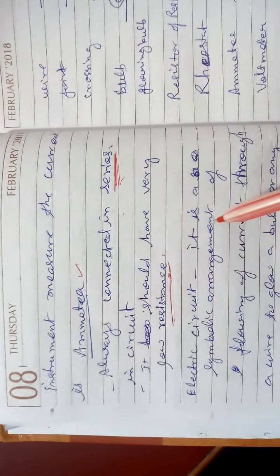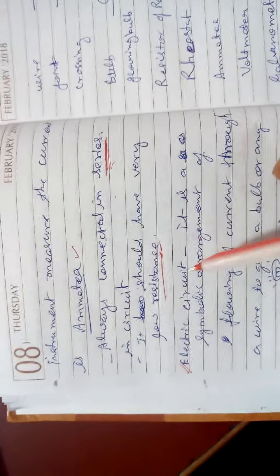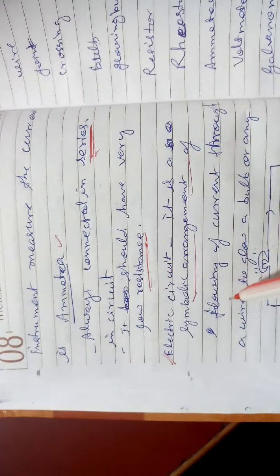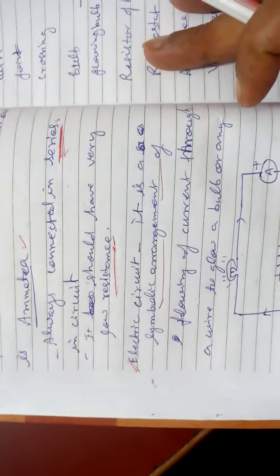What is an electric circuit? We will study the electric circuit, but first the symbols which were given in the previous books. An electric circuit is a symbolic arrangement of the flowing of current to glow a bulb or anything, any circuit diagram you want to show.